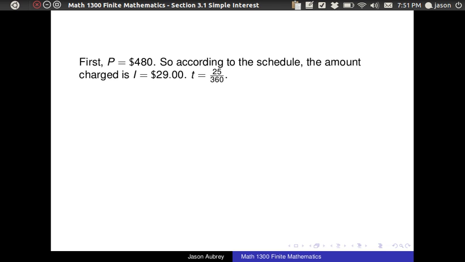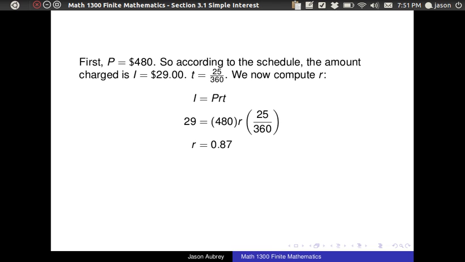It's 25 days later, so the time in years is 25 over 360. So we now compute R. Notice that there's no total amount here, so we could use the A equals P times 1 plus RT formula, but actually this problem, even though it's kind of a long statement of a problem, we can use the I equals PRT formula. Okay, so let's compute R. I equals PRT. So 29 equals 480 times R times 25 over 360. And calculate R. Look at that. We get R equals 0.87. So that means that $29 over 25 days amounts to an 87% interest rate.